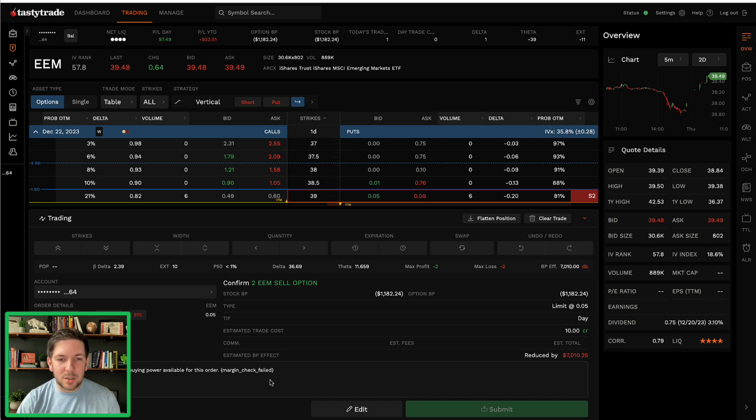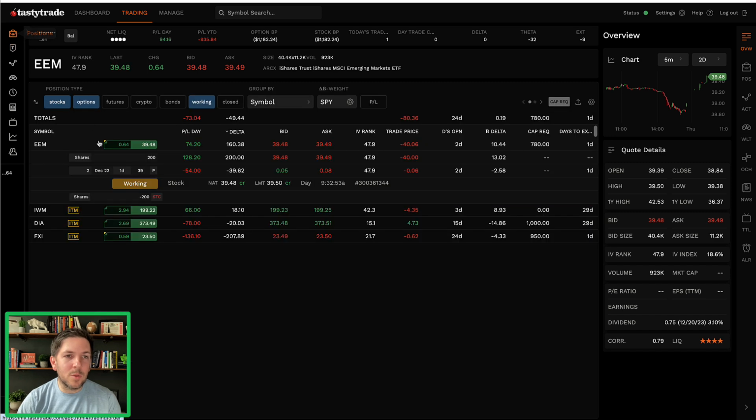Oh, we actually get a margin alert here because we are failing to meet our margin requirement for this position. And that's because we don't want to have these additional contracts that are uncovered. So what we actually have to do in this case, it looks like, is remove the share position first, and then we can remove the actual contracts themselves.